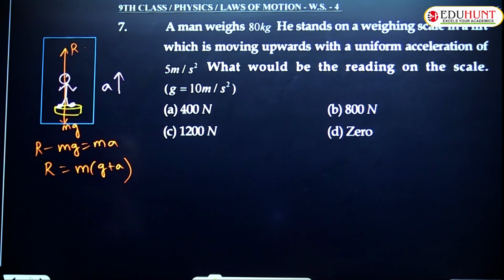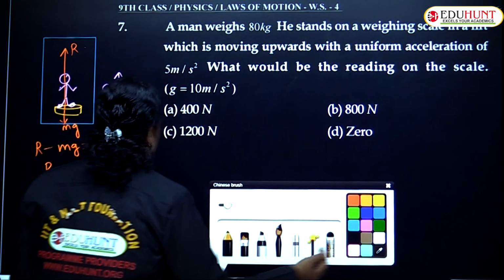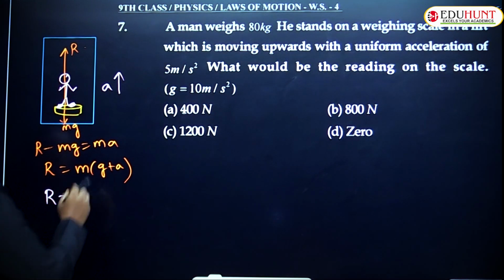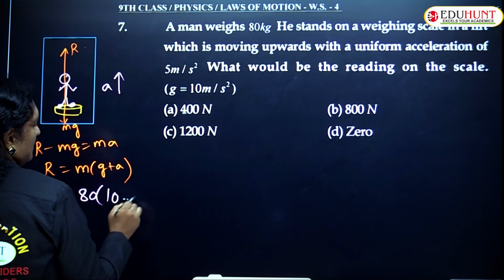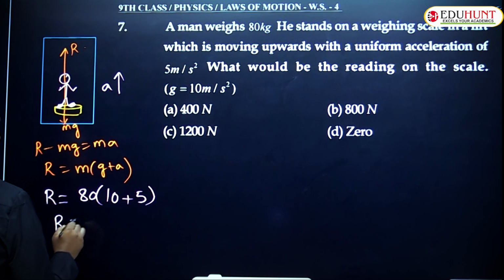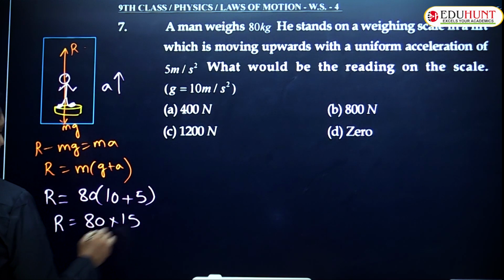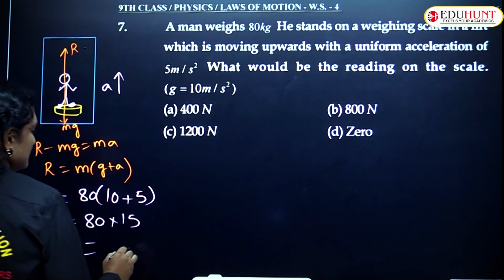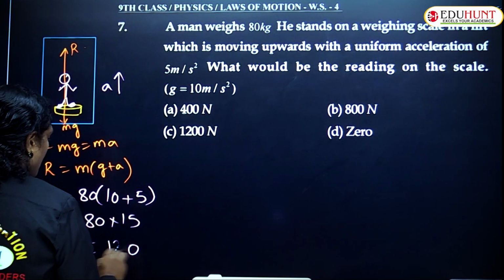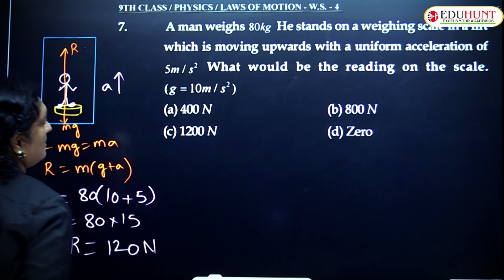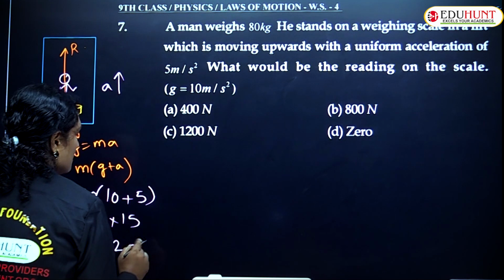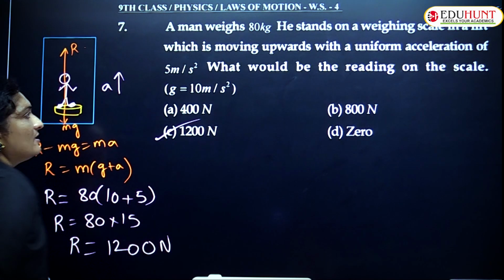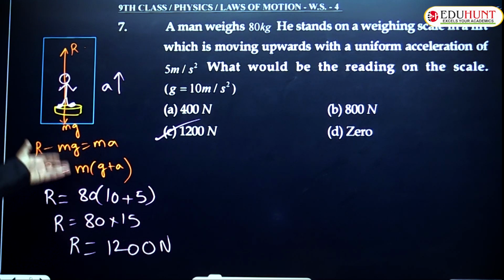You're asked to find the reading on the weighing machine or weighing scale. So what is the reading? R can be given as: mass of the man is 80, g value is 10, a value is 5. So R equals 80 into 15, or the value of R is 120 newtons. Sorry, one more 0 is there. So 1200 newtons. So the right option is option number 3. So direct formula, substitute the values to get the answer.